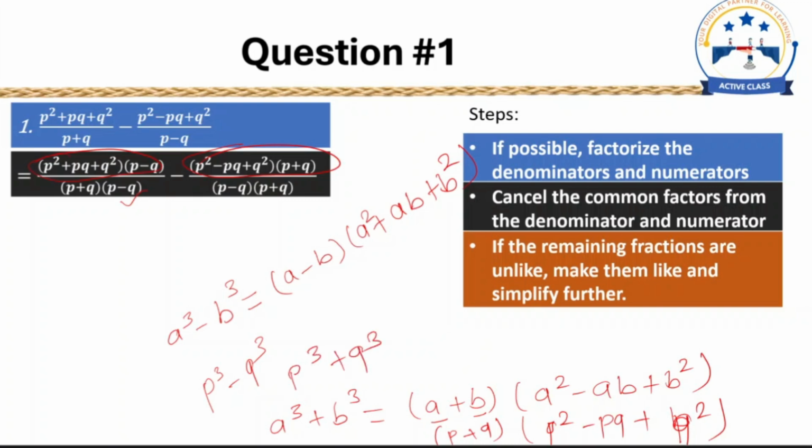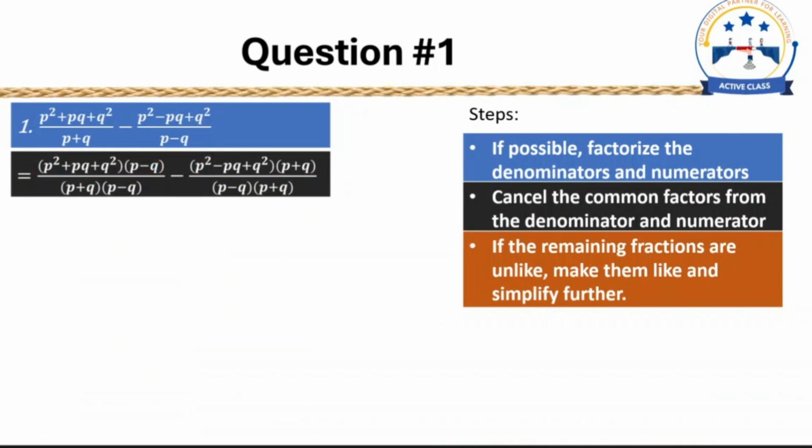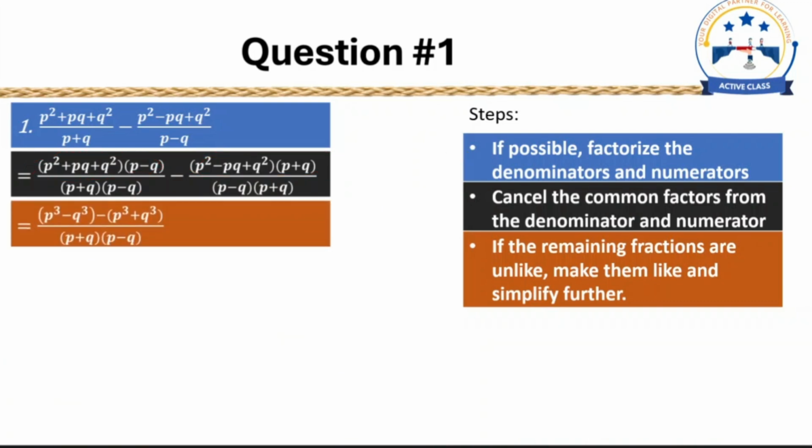I'll just replace it with the shortcut form because they are in expanded form and write in the next step. Am I clear? Next step, p cube minus q cube minus q cube plus p cube. Here, p cube minus q cube and p cube plus q cube are kept inside the bracket because there is minus symbol in between the fraction. It has a role to play. That's why you have to be cautious.